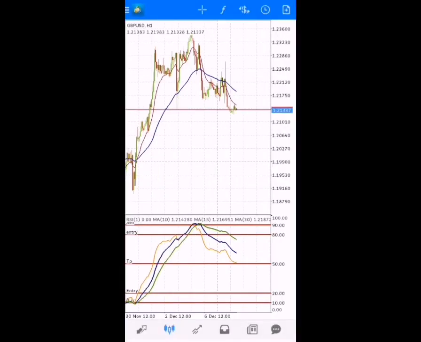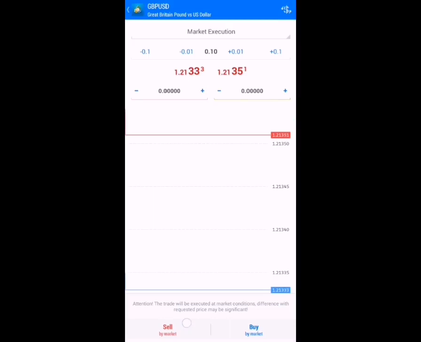Let's see GBP USD. Yes, yes, yes. GBP USD on the main chart, 13 EMA crossed the 50 EMA. On the RSI, all moving averages touched the 90 level and they all crossed the 80 level. So I take a sell.